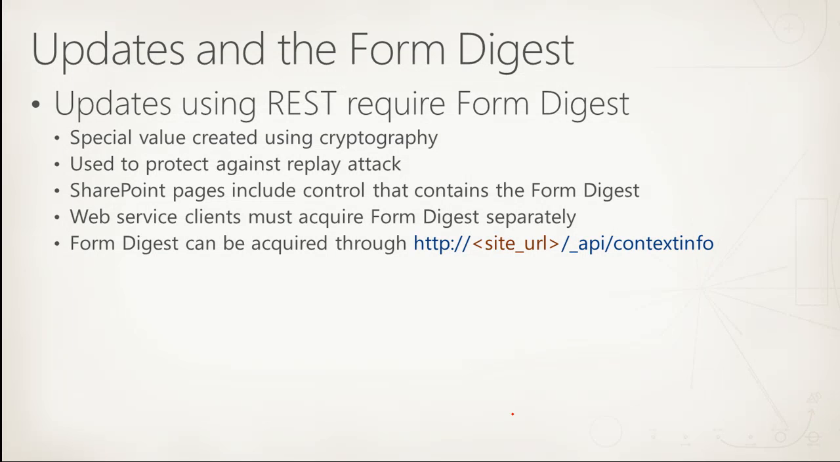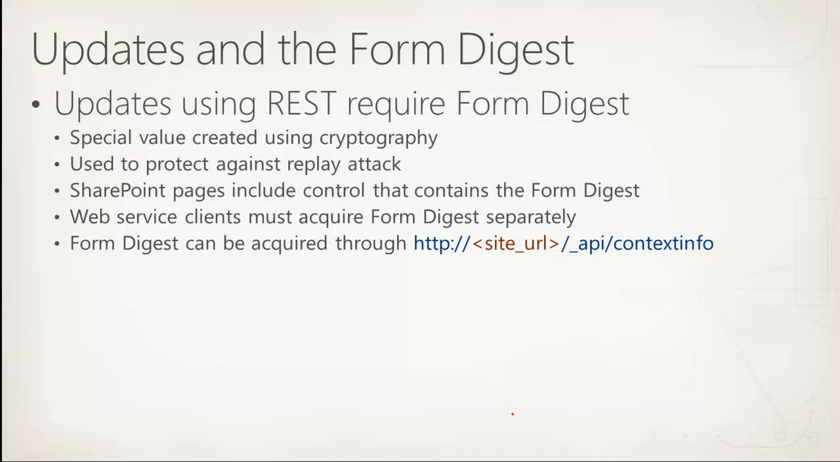Now, it turns out that when you're writing client-side JavaScript, it's really easy because they add a control to the page that's well known as far as its name goes. So you just have to know what the control name is, and I'll show you an example in a second. However, what if you're doing C# programming? You're doing C# programming against the network, and you don't have a page that has the form digest. That's when you have to make an explicit call into SharePoint saying, I want to do an update, I need a form digest value so I can submit it when I push things back.